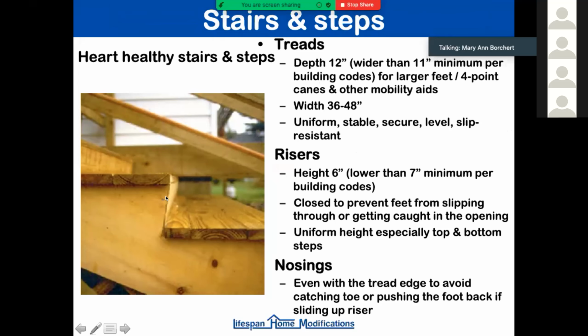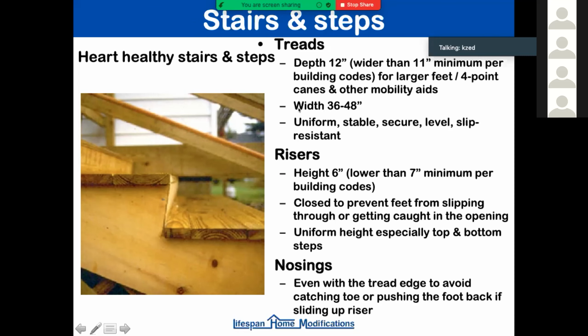Okay, so these are the risers and these are the treads. And this little area right in here is the nose. So we're going to talk about those. Most building codes look for 11 inches minimum for your tread. There's a lot of research out there for heart healthy stairs for older adults. You want that tread about 12 inches or wider if your stair configuration will do it.